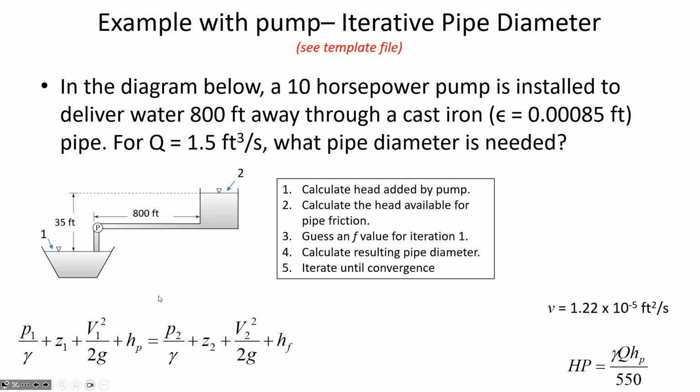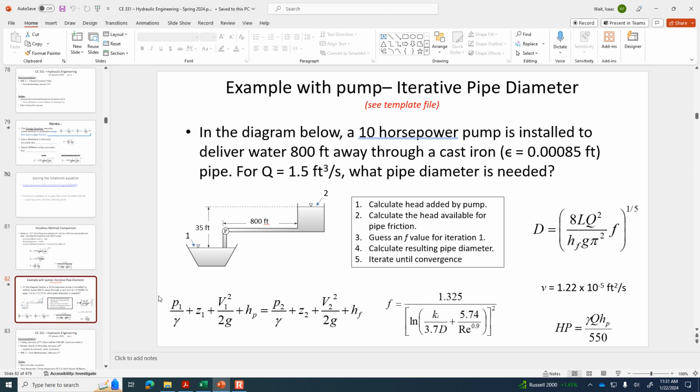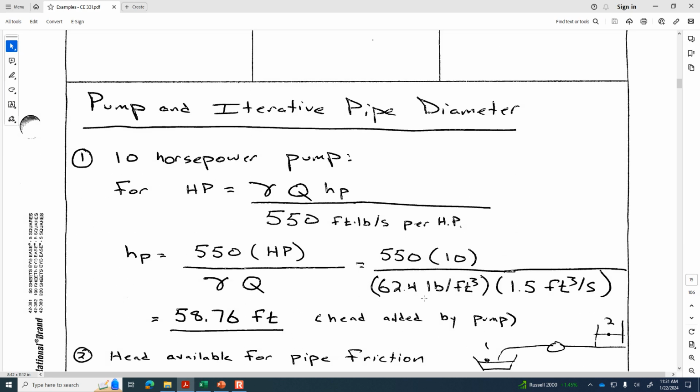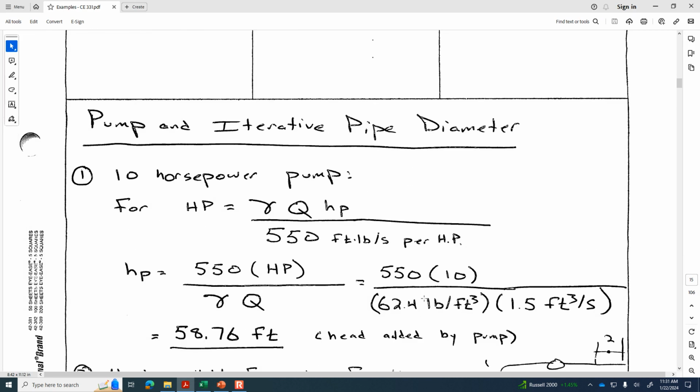And let me pull that up on the screen just so the viewers after the fact have that available. All right, so here's our pump head calculations. So that's why the water is flowing from 1 to 2. If the pump wasn't there doing that, the water would actually be flowing the opposite direction, unless there was a valve that was closed. But the pump is lifting the water.